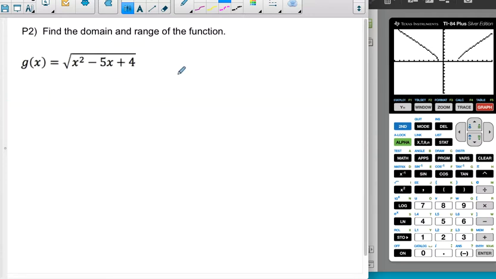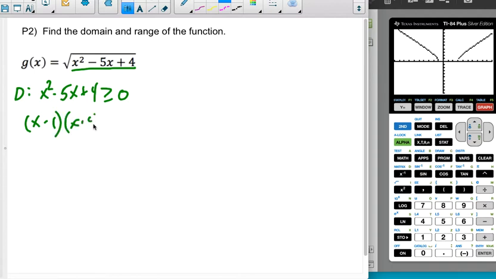All right, let's go ahead and try a P2. So you're going to find the domain and range of this function. So same idea, right? The inside of my even root has to be positive. So when we do my domain, x squared minus 5x plus 4 is greater than or equal to 0. If I factor, I get x minus 1, x minus 4 is greater than or equal to 0. And then I need to find the roots, right? So x minus 1 is 0 would give me x is 1. x minus 4 is 0 gives me x is 4.